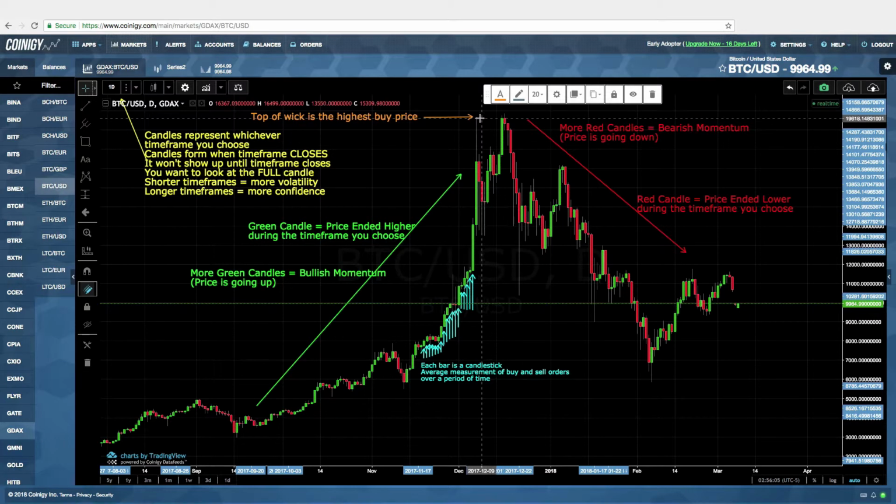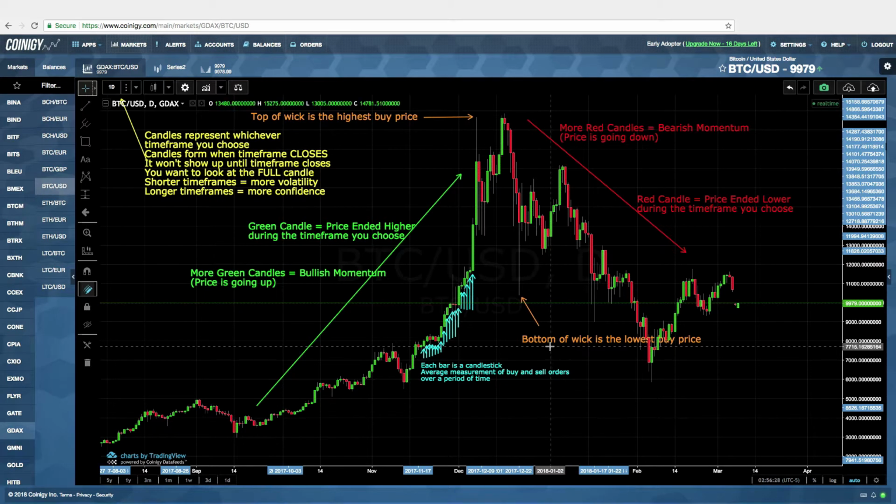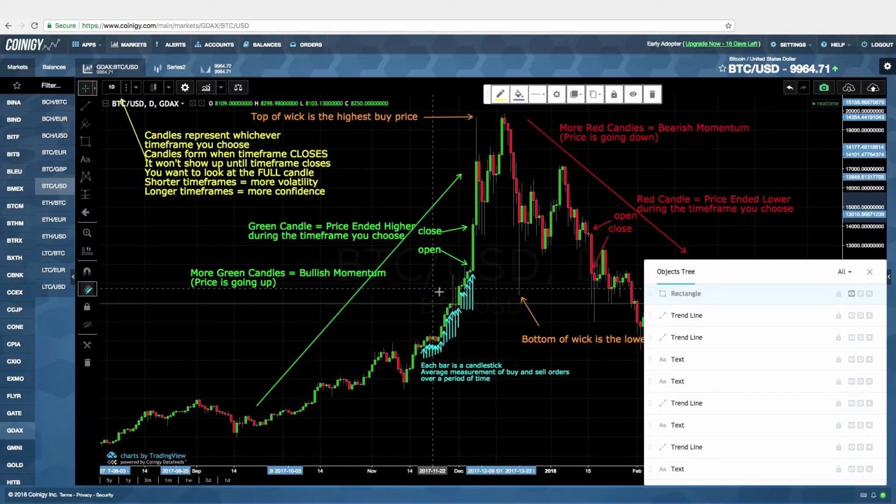That was the highest buy price for this day. Likewise, the bottom of the wick is the lowest buy price. So this lowest buy price for this day was around $10,392. So like we said before, green candles represent a bullish trend where the price ended higher during the time frame that you chose.